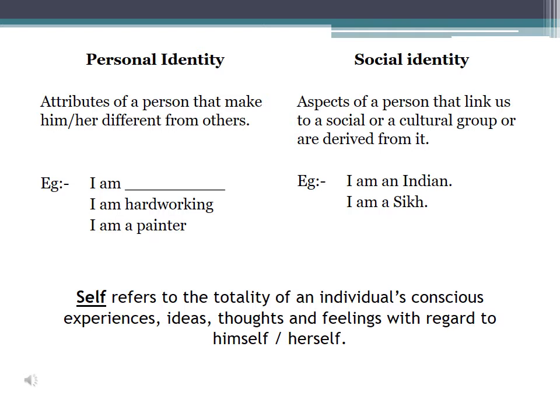Social identity refers to those aspects of a person that link him or her to a social or cultural group or are derived from it. When someone says he or she is an Indian or is a Sikh, they are trying to indicate their social identity. These descriptions characterize the way people mentally represent themselves as a person. Overall, self refers to the totality of an individual's conscious experiences, ideas, thoughts, and feelings with regard to himself or herself. These experiences and ideas define the existence of an individual both at the personal and at social levels.